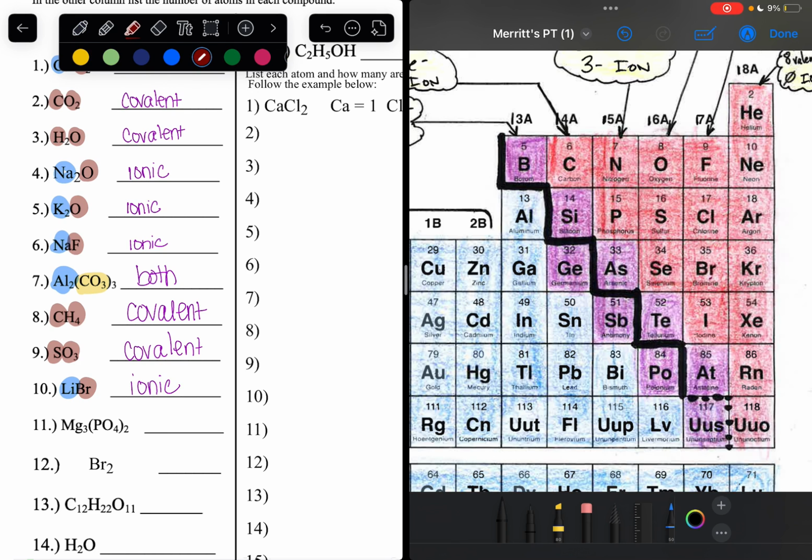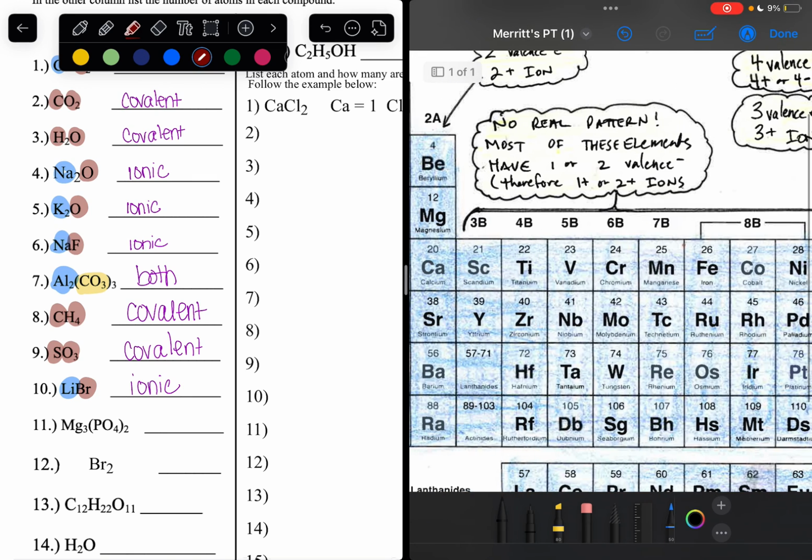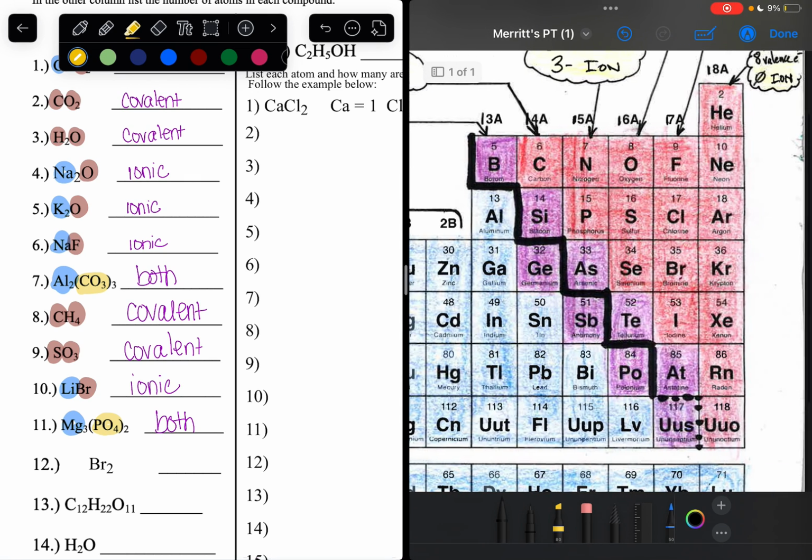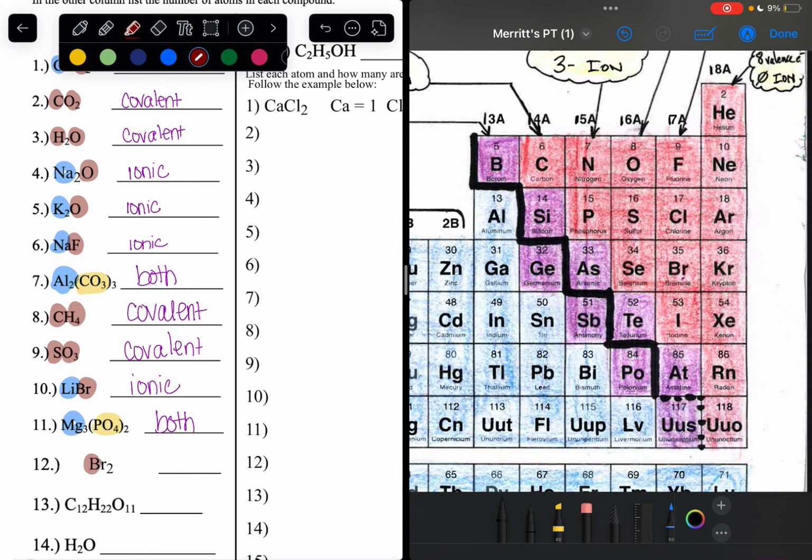For number 11, I have magnesium, and magnesium is a metal. And then I have PO4 inside my parentheses, so that's a polyatomic. And if I have a metal and a polyatomic bonded together, I'm going to label that as both. All right, number 12 looks like it might be a little bit tricky because I have just bromine bonded with itself. But bromine is a nonmetal, and if it's bonded with itself, it's bonded with a nonmetal. And two nonmetals bonded together are covalent.